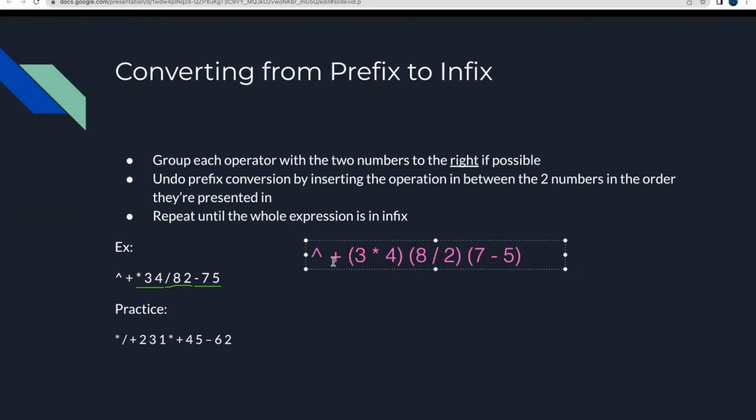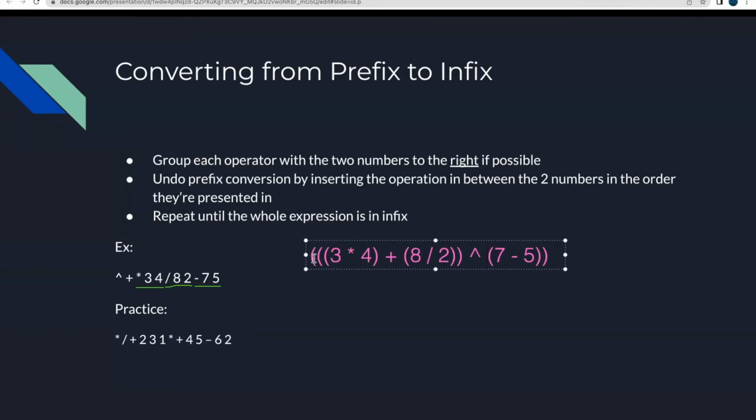Okay, so now it doesn't really look like there are two numbers next to an operator anymore, but these three are all possible to be evaluated into numbers. So we're going to treat these expressions as if they were numbers. We're going to group this plus sign with these two terms on the right, and then insert this plus sign in the middle of these two terms. And then finally, we're going to group this caret with, this is a little bit hard to see, but this is one term and this is the second term. So we're going to put this caret in the middle.